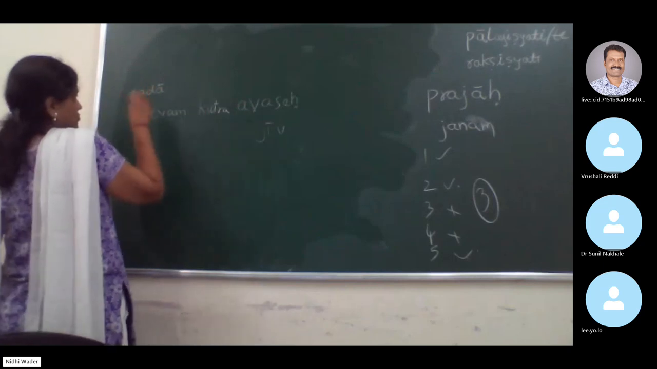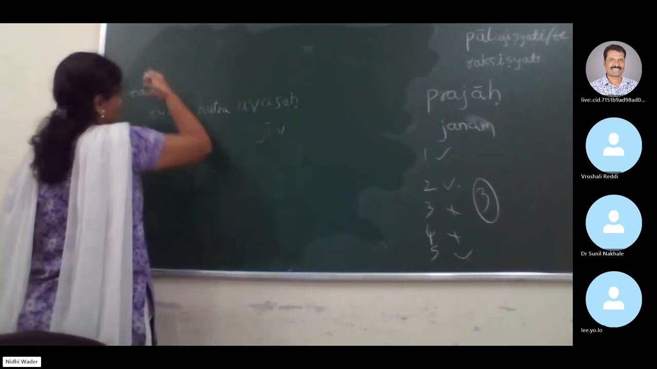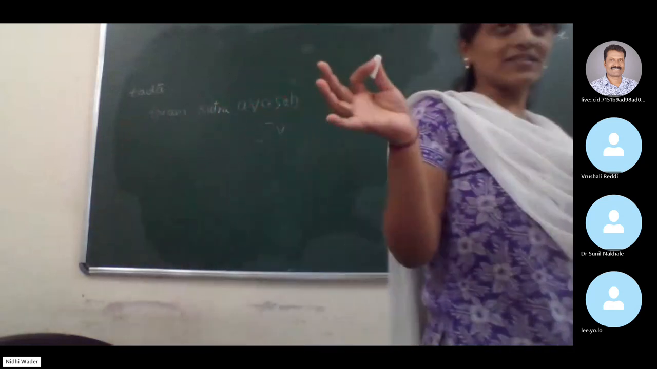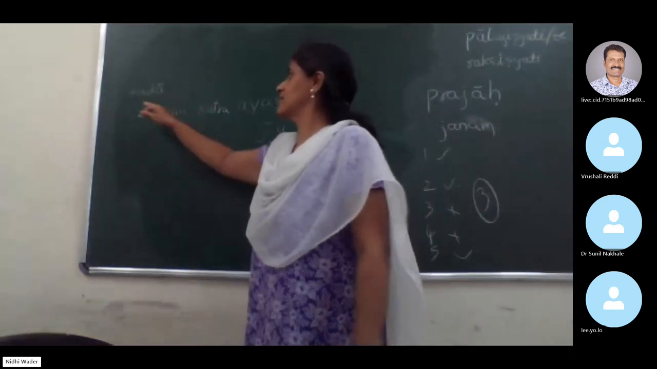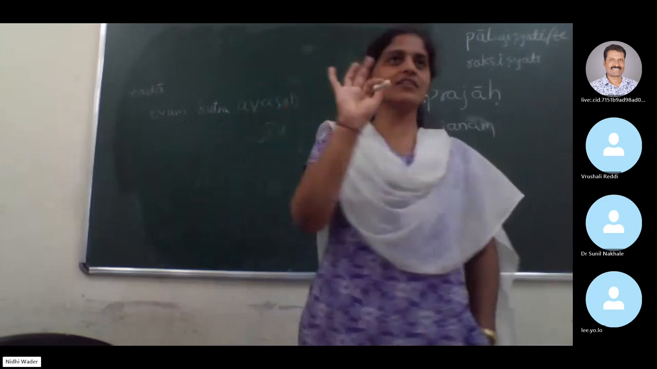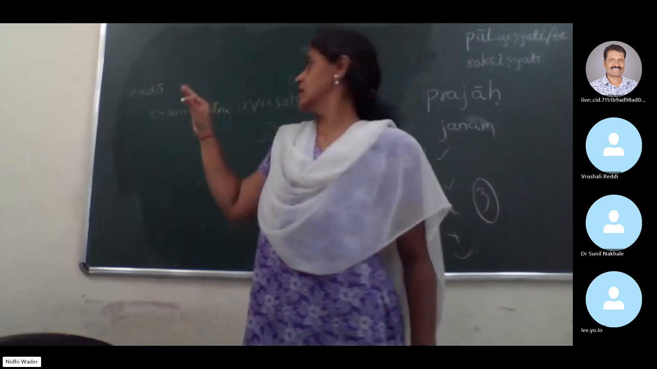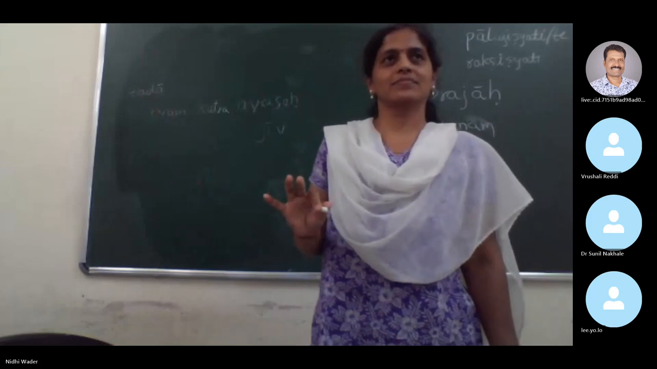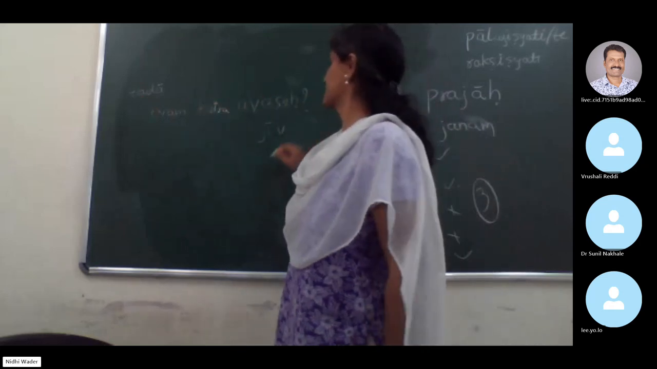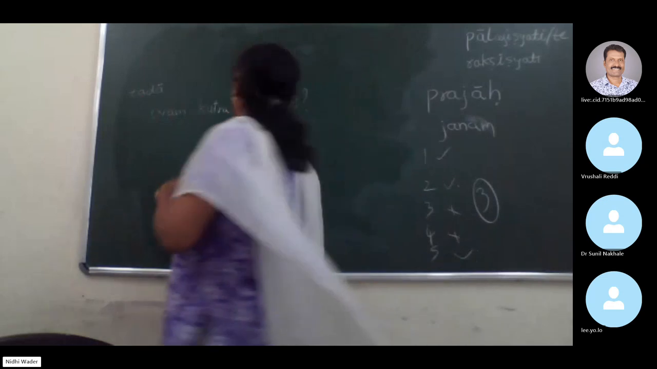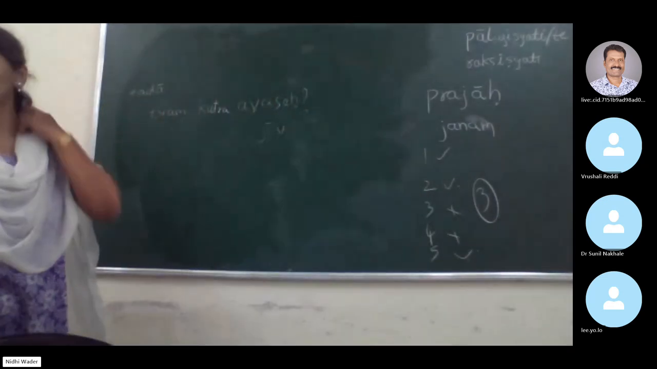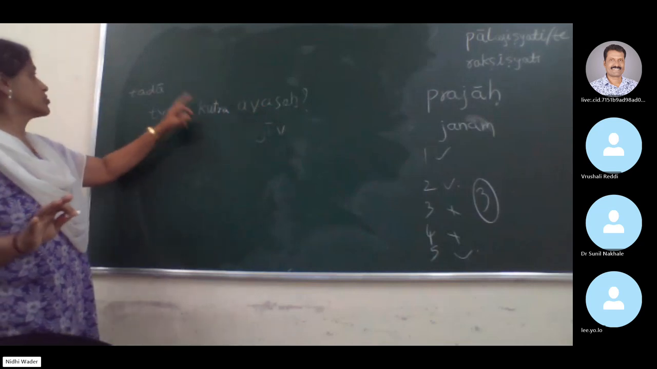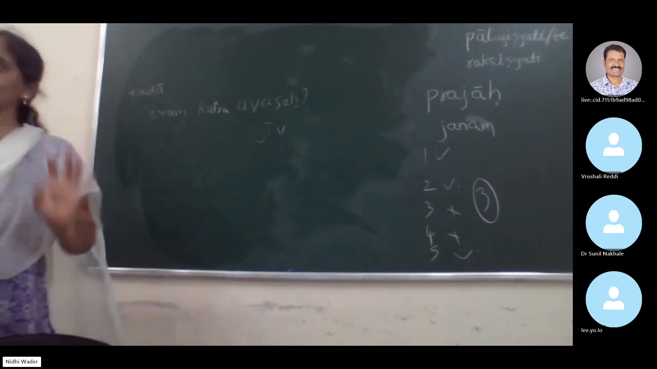I can add tada, any. Tada tvam putra avasaha, or tvam tada putra avasaha, or tvam putra avasaha tada. In Sanskrit, the word order doesn't matter. So tada can be written at the first place, second place, third place, last place, doesn't matter. Even if you write tvam putra avasaha tada, that is also correct. These four words are required. You write avasaha at the first place, also doesn't matter. If you write avasaha putra tvam tada, that is also correct.